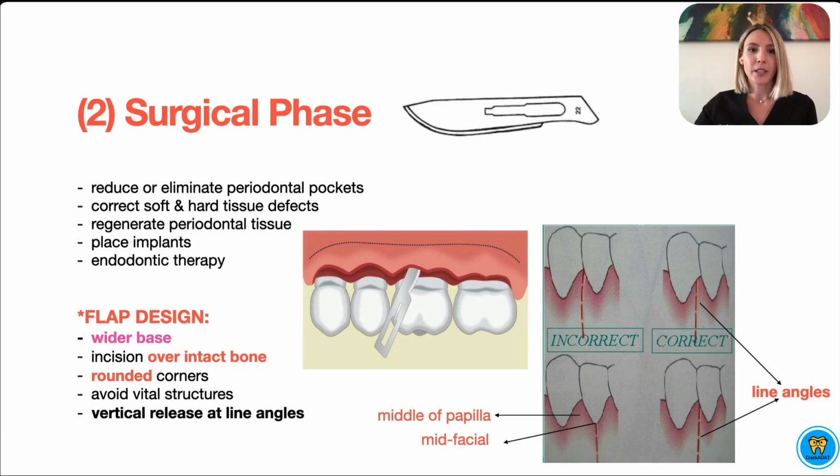So, surgical therapy is the second phase in periodontal treatment. It is meant to reduce or eliminate periodontal pockets, correct soft and hard tissue defects, regenerate periodontal tissue if possible, and place implants. This is also the stage in which one would perform endodontic therapy if needed.